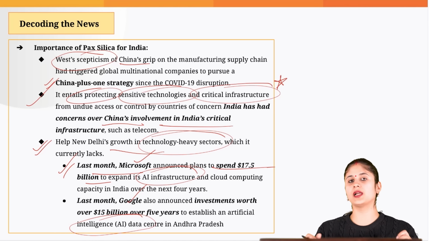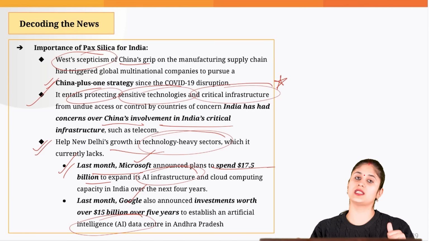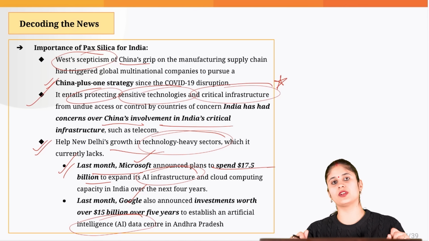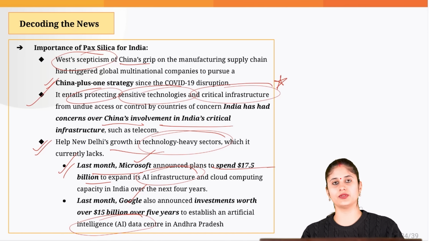So, when India becomes a part of this particular initiative, this would give a much needed thrust to the semiconductor supply chain, electronic supply chain, securing our critical infrastructure, etc. That's all that we need to know with respect to this particular topic. Let's move on to the next one.